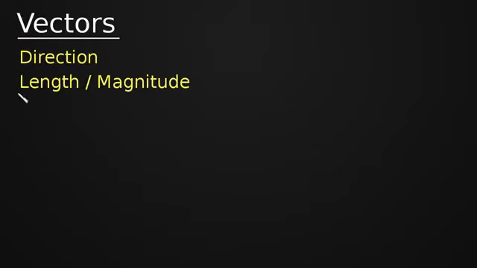Let's start by asking the most basic question, what is a vector? A vector is really just two pieces of information, direction and length, or what's also called magnitude. Two different words for the same thing.